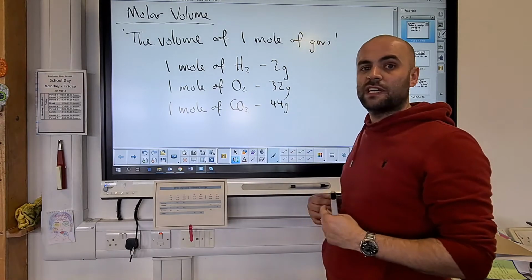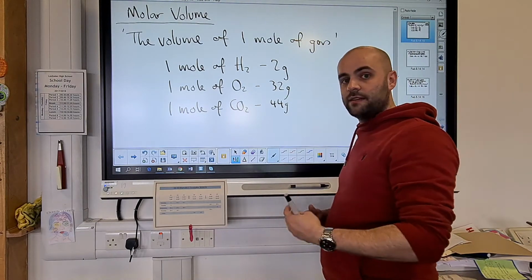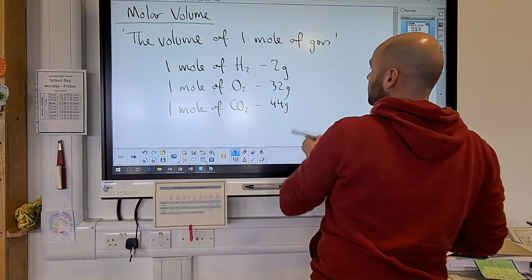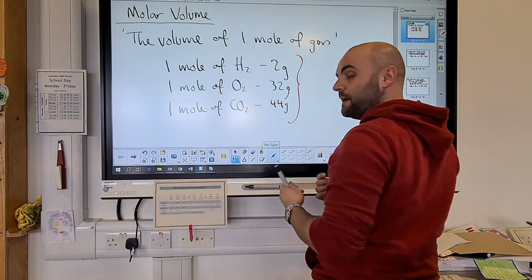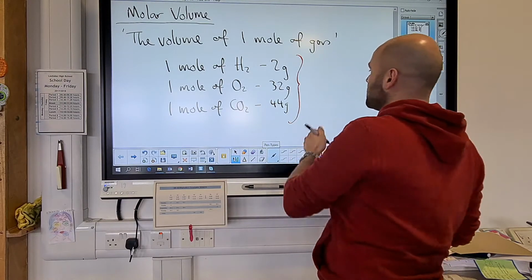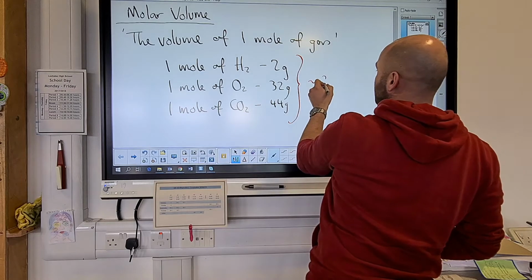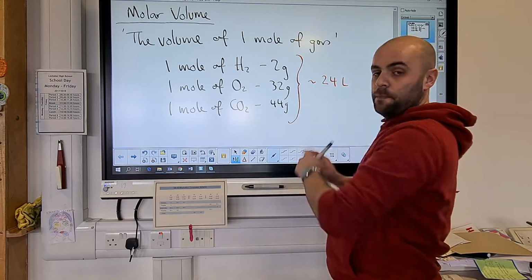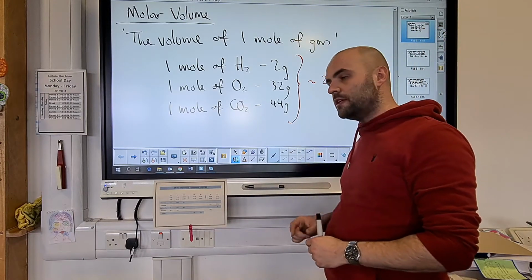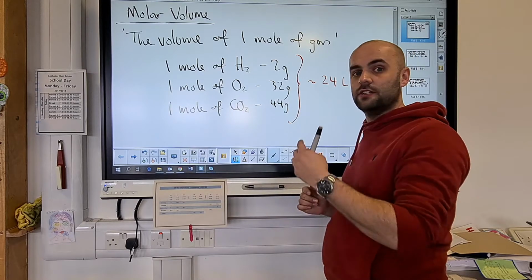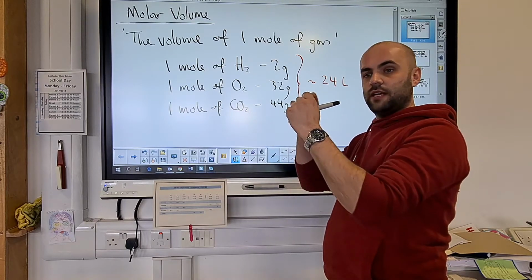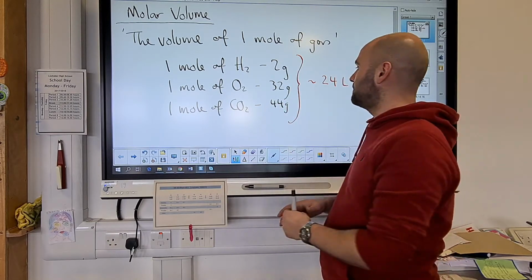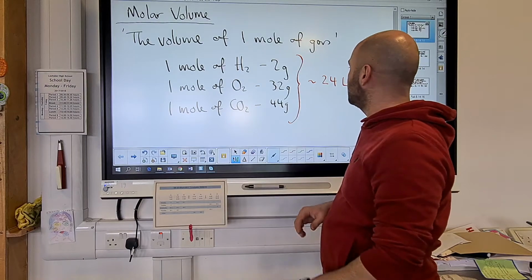So regardless of what gas we're speaking about, in gas state, they always occupy the exact same volume. And that volume is, roughly speaking, depending on pressure and temperature, somewhere around 24 litres, give or take. This number is always given to you in the question, so it's really important when you're doing these calculations. The question usually tells you to take the molar volume to be, and then it gives you a number, but it's usually around the 24 litres.